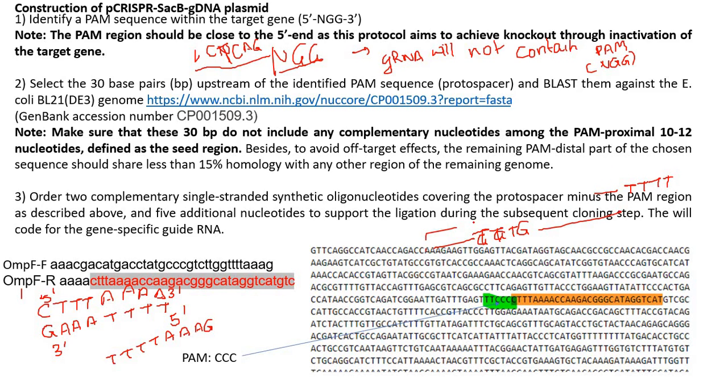In your forward primer, you have to add AAAC. In your reverse primer, you have to add AAA. Don't forget to add these sequences. Once you are done with this, you add the AAAC in the forward primer and the AAA in the reverse primer. But if you don't want to spend your time designing all these things, you can simply order these primers and do the experiment.